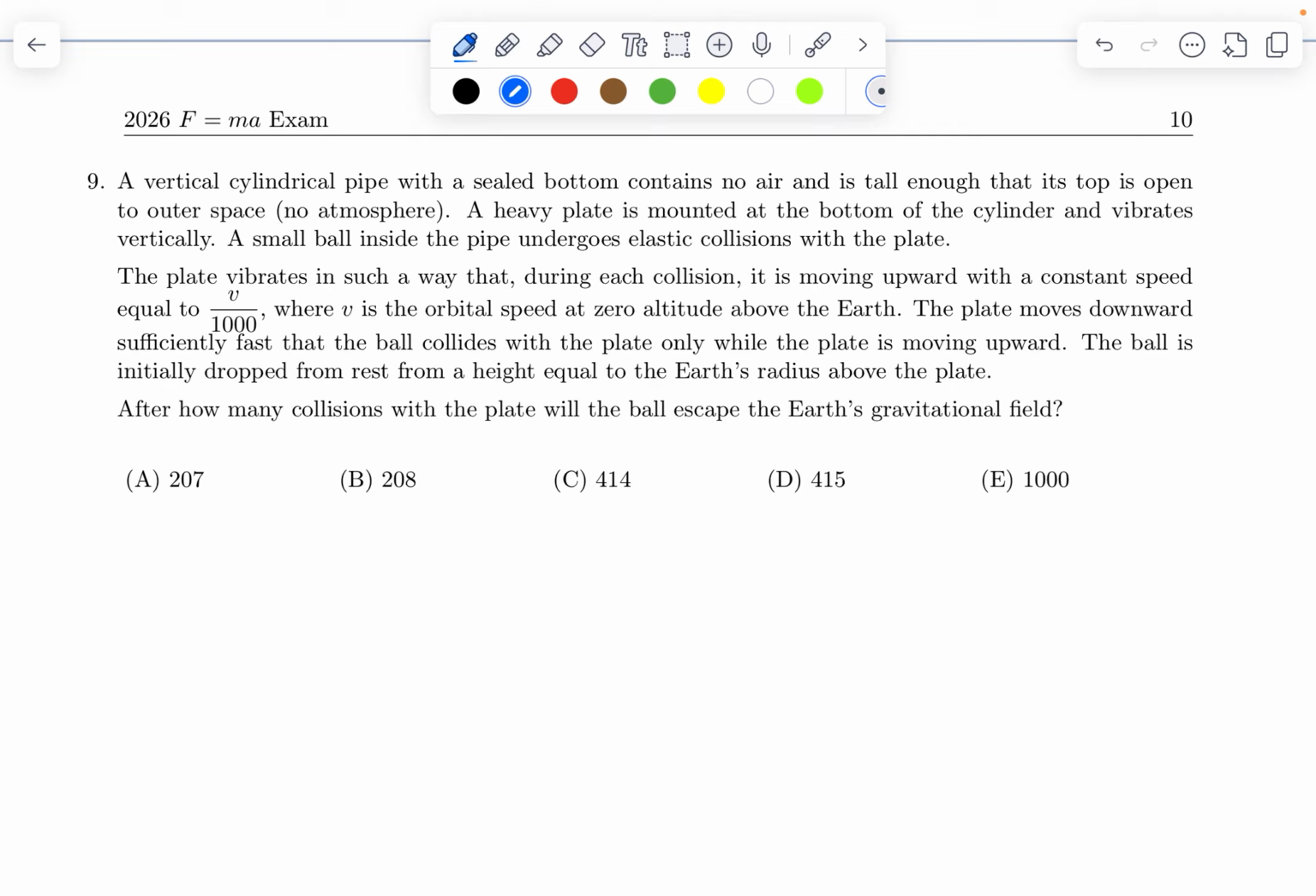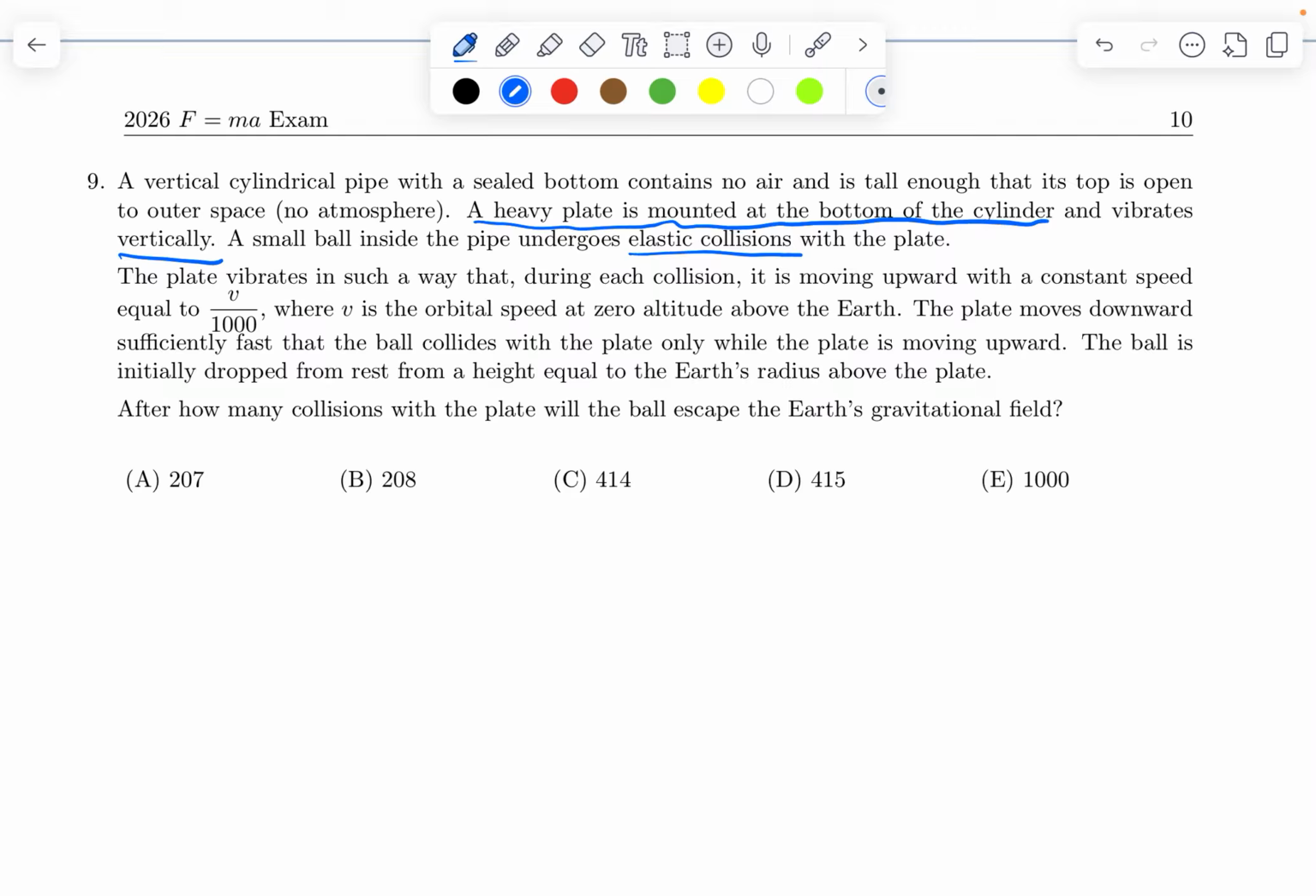A vertical cylindrical pipe with a sealed bottom contains no air and is tall enough that its top is open to outer space, which means it has no atmosphere. A heavy plate is mounted at the bottom of the cylinder and vibrates vertically. A small ball inside the pipe undergoes elastic collisions with the plate.